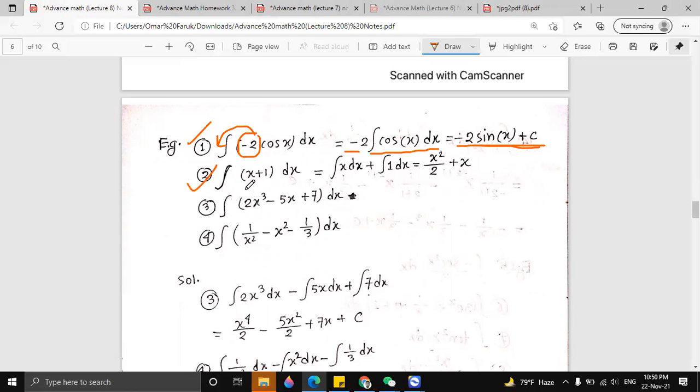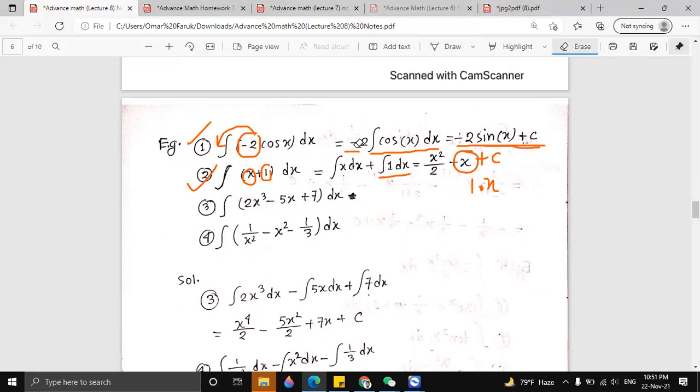The second one, we have integration of x plus 1 dx. So here we can use the sum rule, right? Like integration of x dx and integration of 1 dx. From the formula, we know that integration of a constant value will be constant into x, right? Plus c. So 1 into x means only x. And here we have integration of x dx.